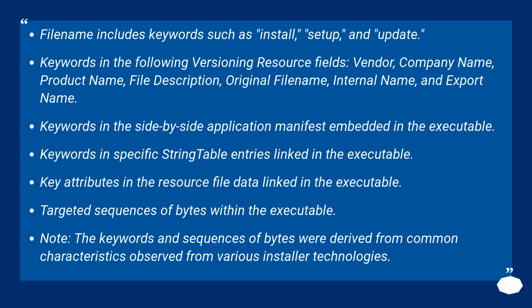Keywords in the following versioning resource fields: vendor, company name, product name, file description, original file name, internal name, and export name. Keywords in the side-by-side application manifest embedded in the executable. Keywords in specific StringTable entries linked in the executable. Key attributes in the resource file data linked in the executable. Targeted sequences of bytes within the executable. Note: the keywords and sequences of bytes were derived from common characteristics observed from various installer technologies.